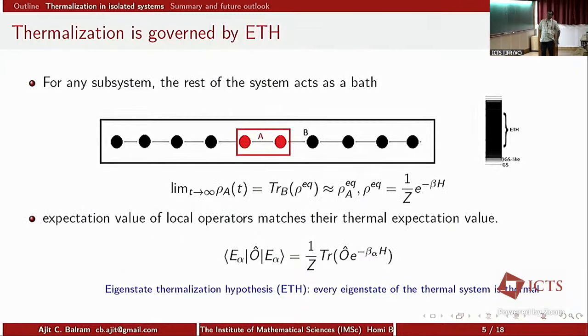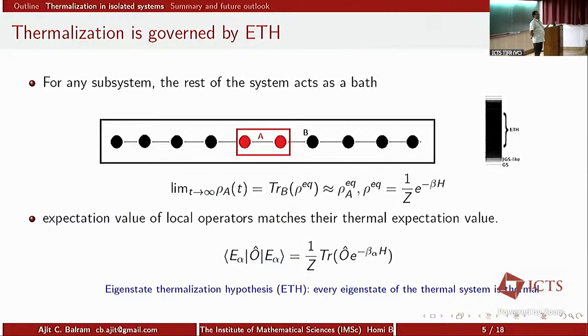So here is an example. Let's say I take a spin chain, or particles in 1D, and look at this subsystem A, which I've marked. Then the rest of the system, B, acts like a bath for this subsystem. If you look at the reduced density matrix of A at very long times, then that goes towards a thermal distribution. And these properties hold usually for some generic state in these systems.